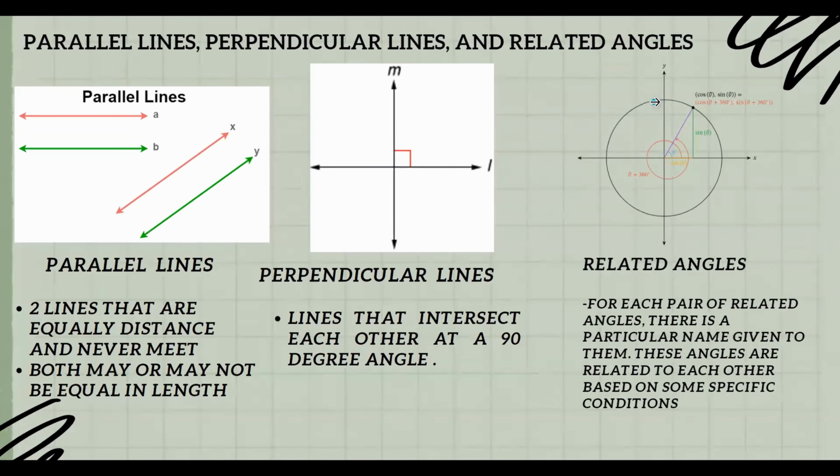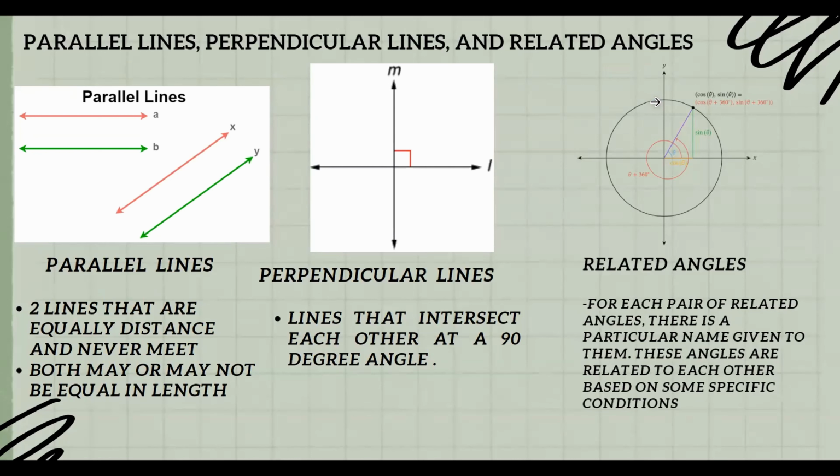I am YiJun. The topic that I'm going to explain is parallel lines, perpendicular lines, and related angles. First, parallel lines. Parallel lines are two lines that are equally distant and never meet. Both may or may not be equal in length, as you can see here.